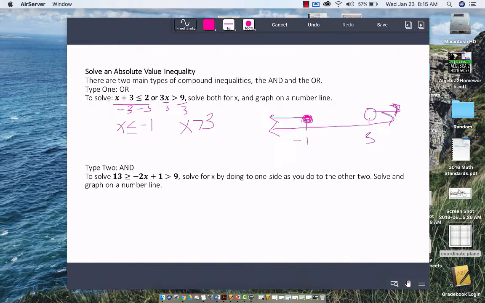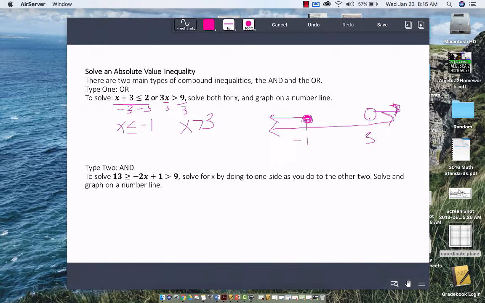So it's an "or" statement because no number is both less than negative 1 and greater than 3, but there are plenty of numbers that either fall into the case of being less than negative 1 or they fall into being greater than 3. So that's what the ors look like. There's kind of space in between and you have your arrows going off in either direction.